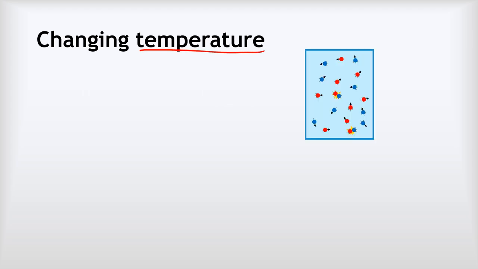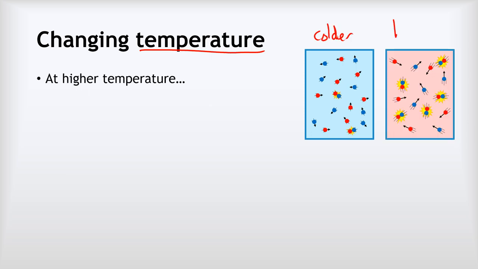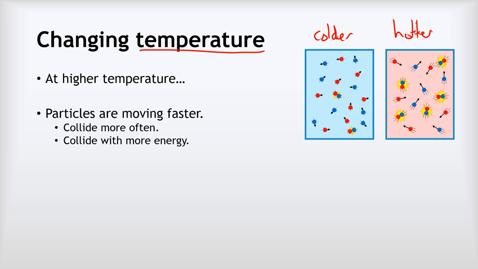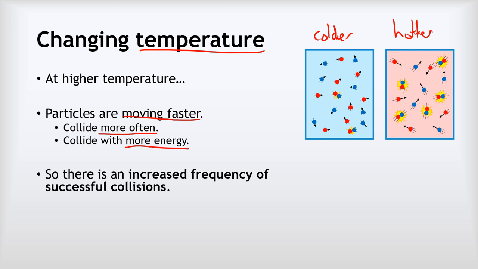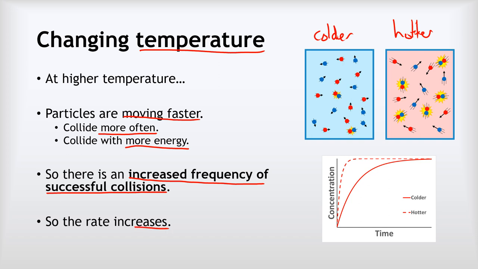So let's imagine we've got a colder reaction and we've got a hotter one. Okay. Now, at the higher temperature, the particles are moving faster. This means two things. They both collide more often because they're moving around faster, and also when they collide, they collide with more energy. So both of those things together mean that there is an increased frequency of successful collisions, and so the rate of reaction increases.